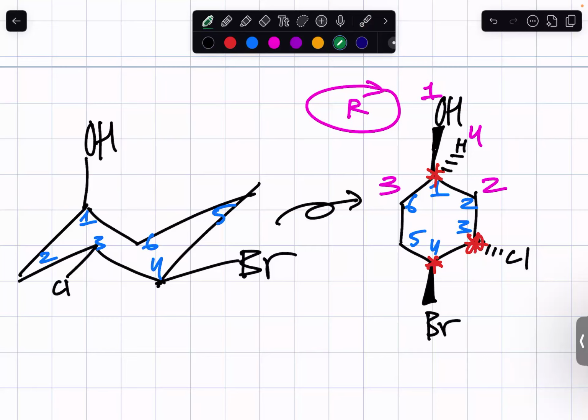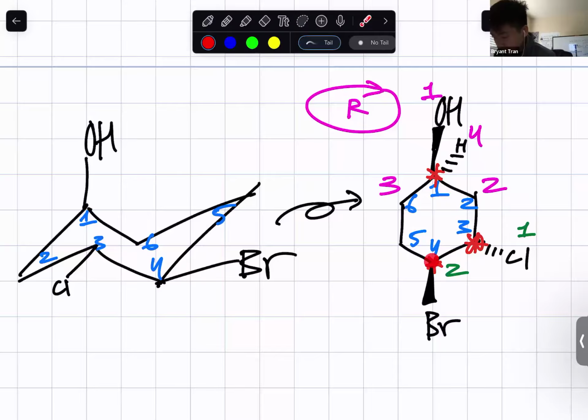The chlorine is 1, most priority. There is a nitrogen that is outside the plane. It's going up, yeah. This one here, this carbon here, number two. No, I mean the carbon number 3 make 4.